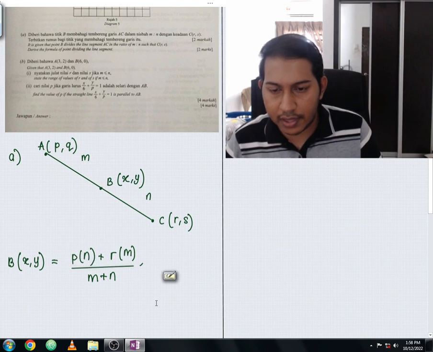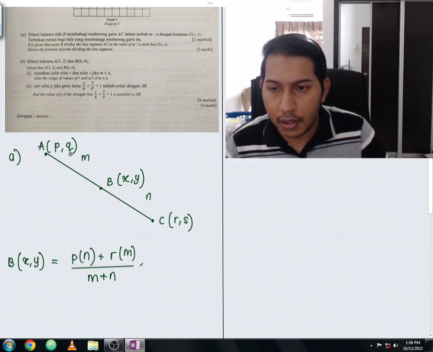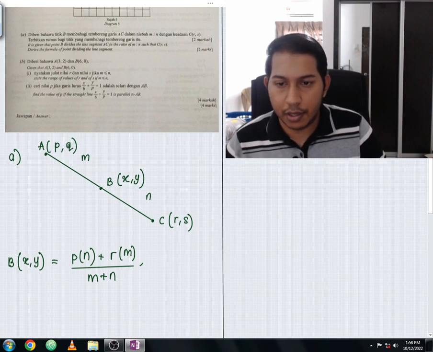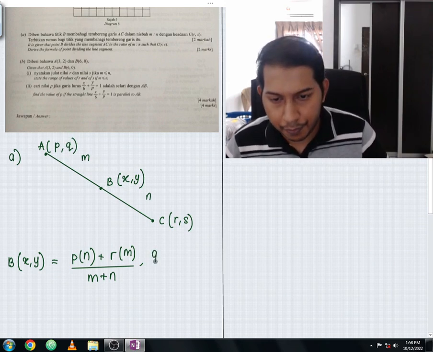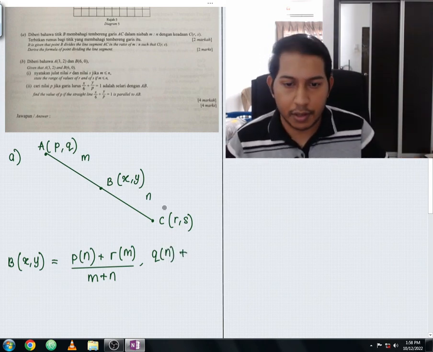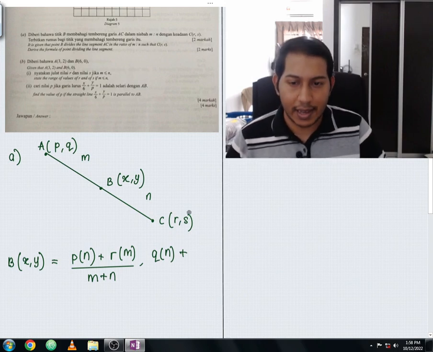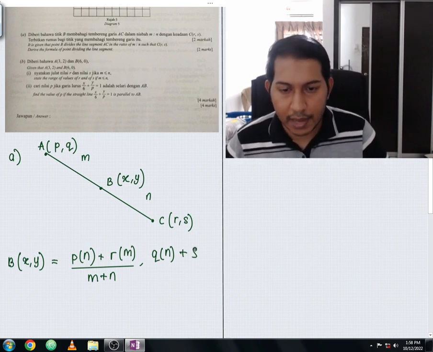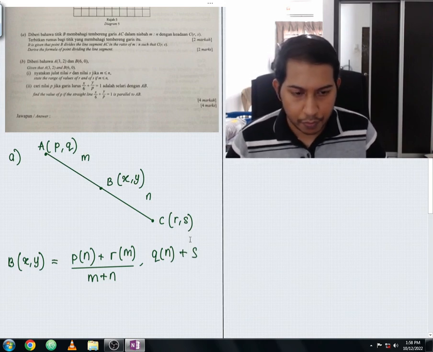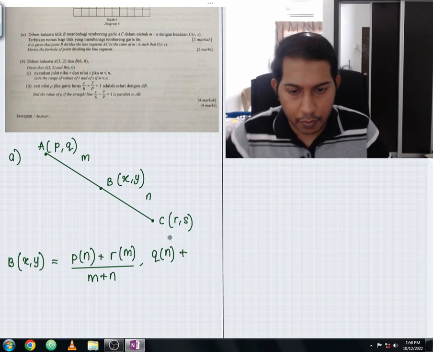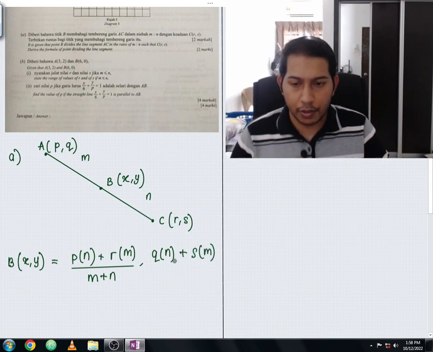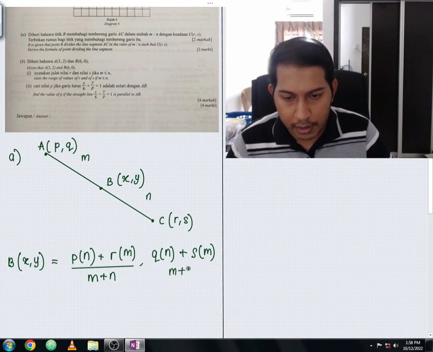The similar concept you follow for the y coordinate as well. So from here Q, the first y coordinate, you times the opposite ratio, in this case Q times n. And then you plus the second y coordinate, in this case the letter S over here, times the opposite ratio, in this case m. S times m. And then you divide by the summation of ratio, in this case m plus n.